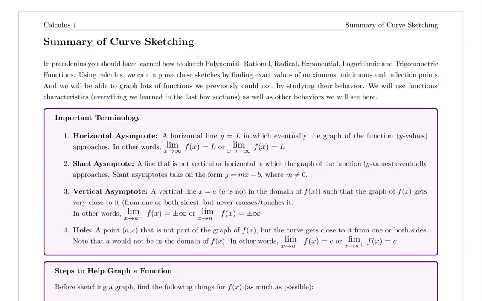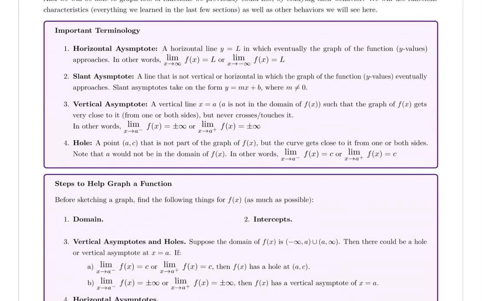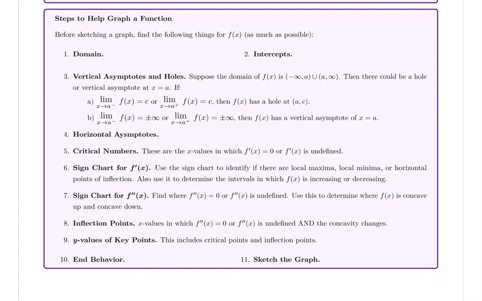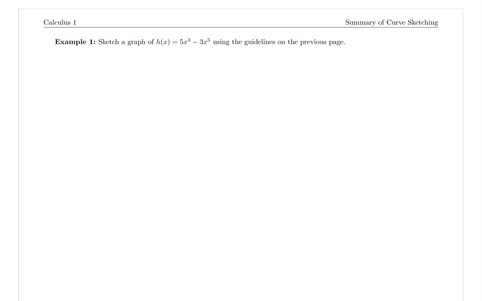We will use function characteristics, everything we learned in the last few sections, as well as other behaviors we will see here. So before we jump into an example, here is some important terminology. We have some asymptotes and holes, and then this next box gives us a basic guideline and steps to take to graph a function. So I will let you read over these, and let's go ahead and jump into an example. Example 1 says sketch a graph of h of x is equal to 5x cubed minus 3x to the 5th power using the guidelines on the previous page.